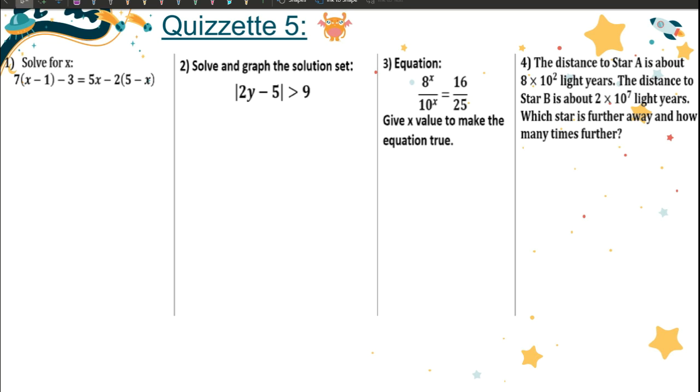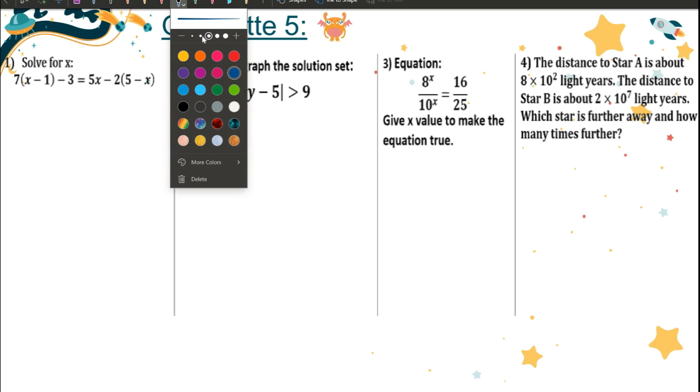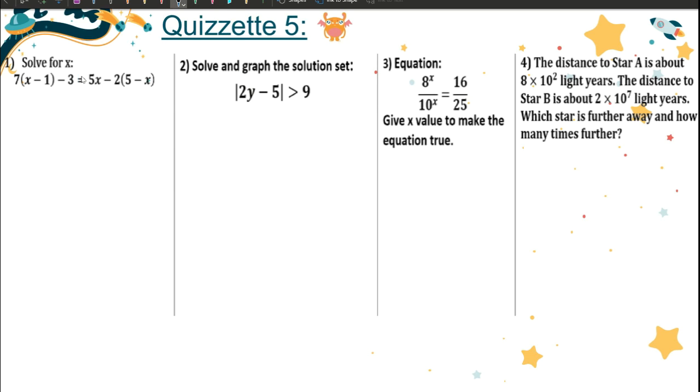Alright, number 1. We have 7 times x minus 1, minus 3, equal to 5x minus 2 times x times 5 minus x. Sorry, I'd be distracted with the thickness of my writing. Alright, so what do you think? What is the first step that we have to do?